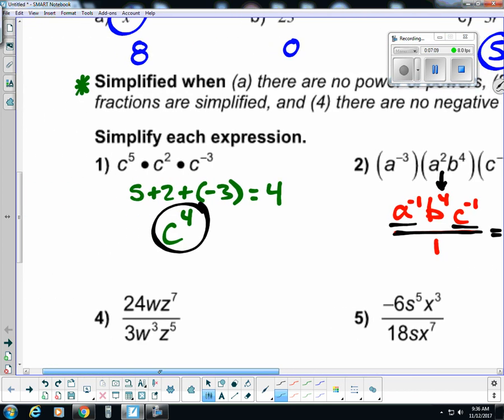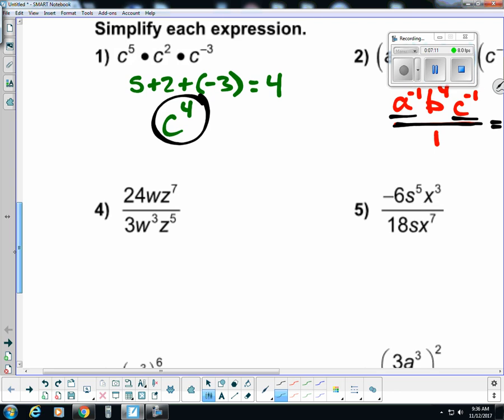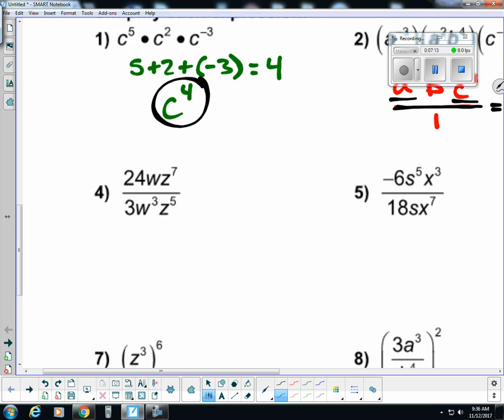Now number 4. Number 4 starts out as a fraction. I've got some coefficients, and I have some variables, and then I've got these exponents. Okay, so let's go through all the rules. Number 1, your fraction needs to be simplified. All right, and that's referring to coefficients. Okay, we've got to make sure that, for example, 24 over 3 is in its simplest form. Well, 24 divided by 3 is 8. That's its simplest form.